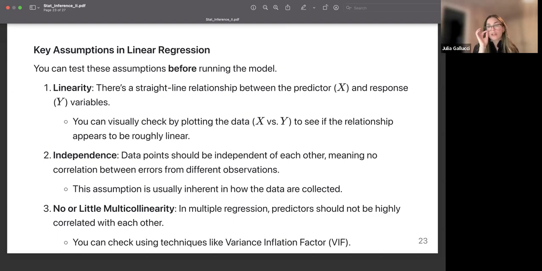Also, there is the assumption of no or little multicollinearity. In multiple regression, meaning we have more than one predictor, these predictors should not be highly correlated with each other. To detect multicollinearity, we can use techniques like the variance inflation factor, or VIF. We discussed this in a prior section. It's beyond the scope of this particular module. But basically, a high VIF suggests that two or more predictors are highly correlated with each other, and this could potentially cause a problem in estimating their individual beta coefficients, leading them to be unstable.